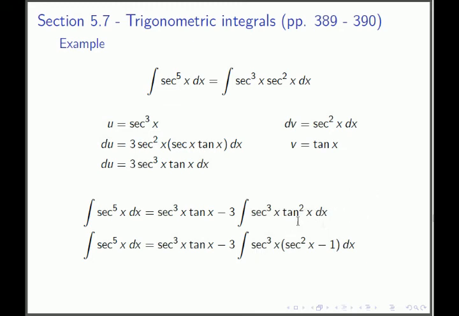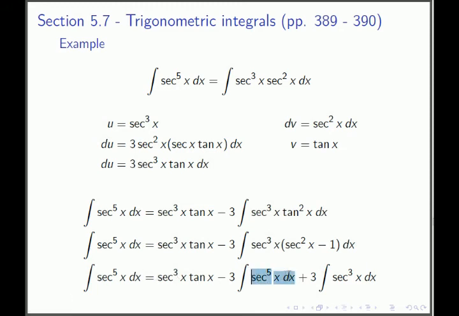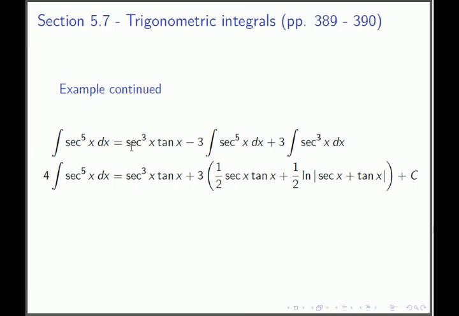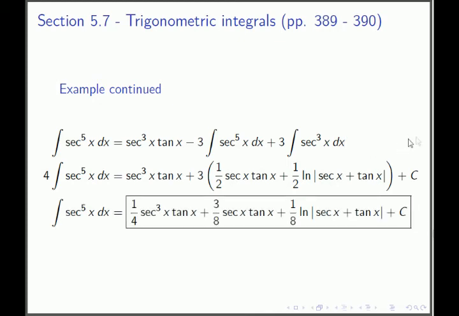Then we're going to distribute secant cubed to both of these terms in the parentheses and split up into two separate integrals. And then what we see is this same integral, secant to the fifth, appearing on the left and the right. We're going to solve for this algebraically by first adding 3 times the integral of secant to the fifth to both sides. So I get 4 times that integral equals secant cubed tangent x plus this integral, which we computed in a previous video. This is 1/2 secant x tangent x plus 1/2 natural log of secant x plus tangent x. Okay, then divide by 4 and you're done.